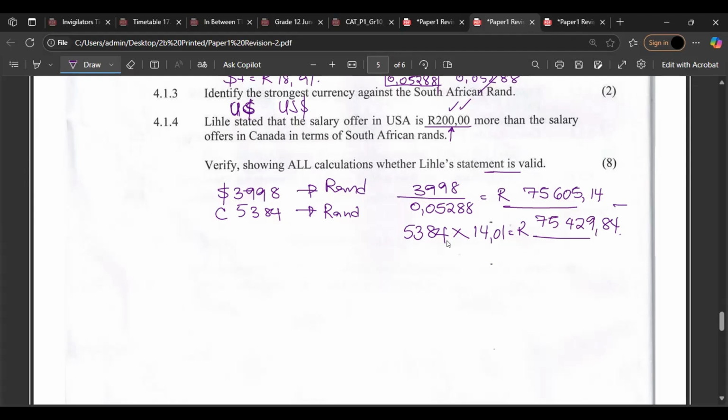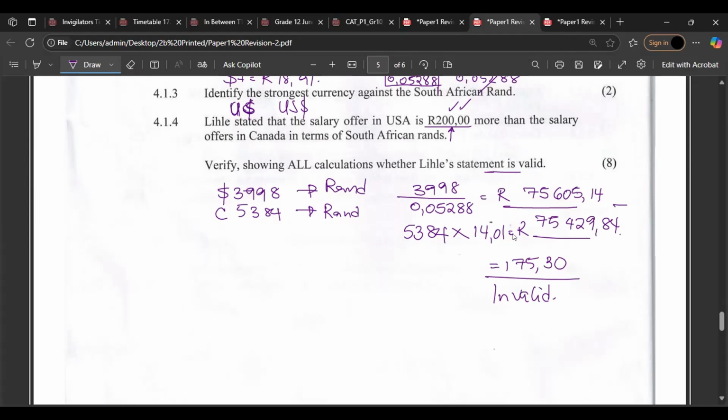So the answer became 175. So you conclude and you say, it's what? The statement is invalid. Because remember, the person talks of US being 200 more. No, it's 175. It's 175.